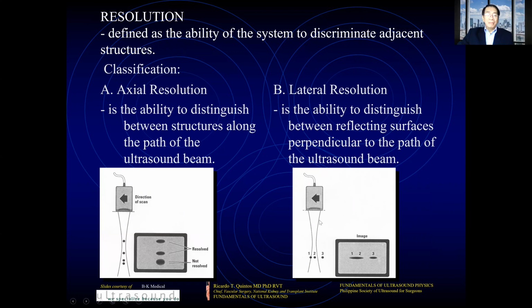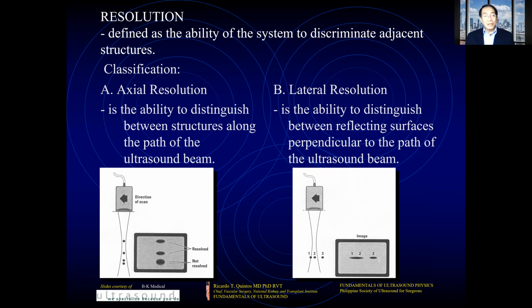Looking at the beam and the beam anatomy, we know that it is a longitudinal beam, but the beam has a focal point. And there are two regions in the beam: the region before the focal point and the region after the focal point. This is very important to know, because the organ of interest, wherever it is in the beam anatomy, may result in very poor resolution.